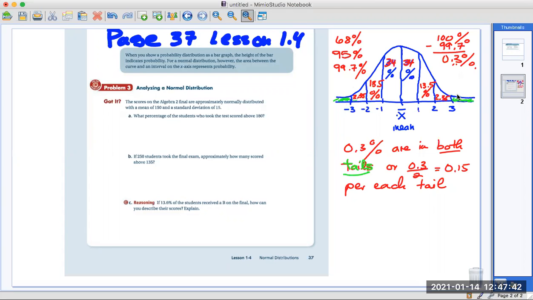So 0.3% for both of the tails means that one tail is half of it, right? Makes sense? Half of 0.3 is 0.3 divided by 2, which is 0.15%. So each tail has 0.15% of the data. All right, now let's look at the question and see if we can answer it.